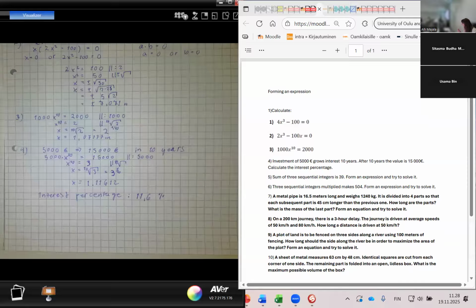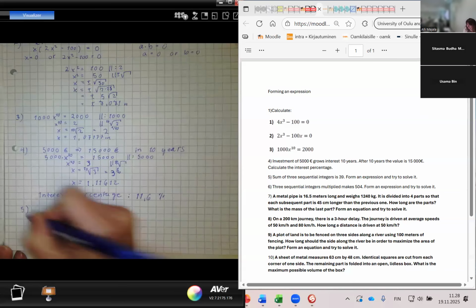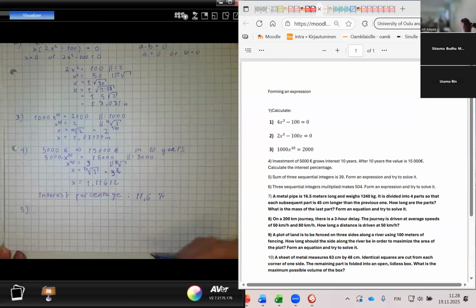Okay. Now we would need to just form an expression. Sum of three sequential integers.